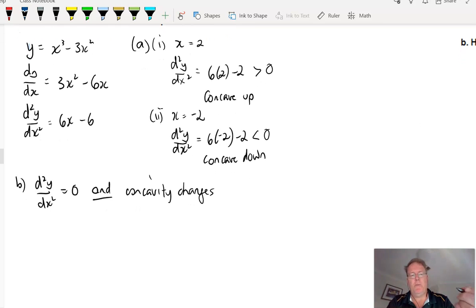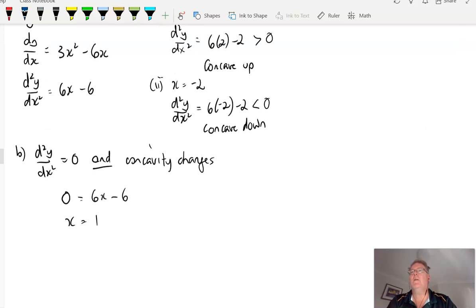So first of all, let's find that point. We're going to say that 0 is equal to 6x minus 6. And quite obviously, we can rearrange that and we get x equals 1. So if we know x equals 1, then we're going to check its concavity.